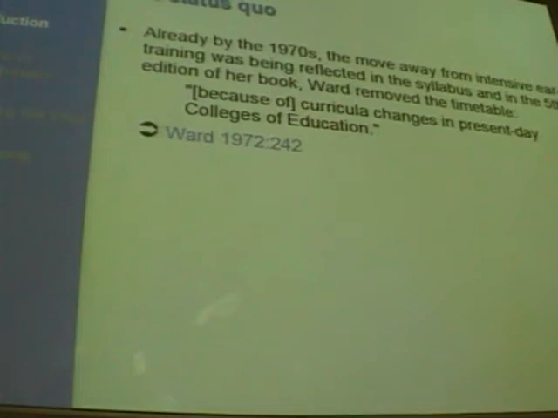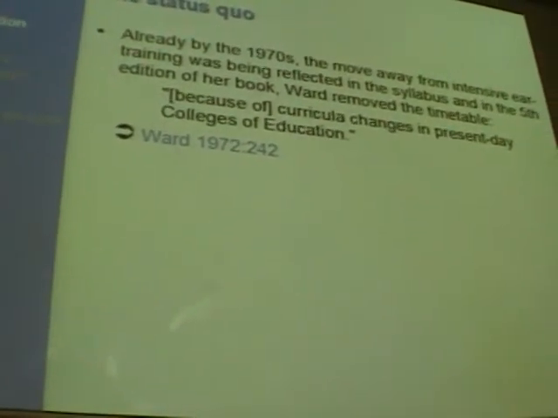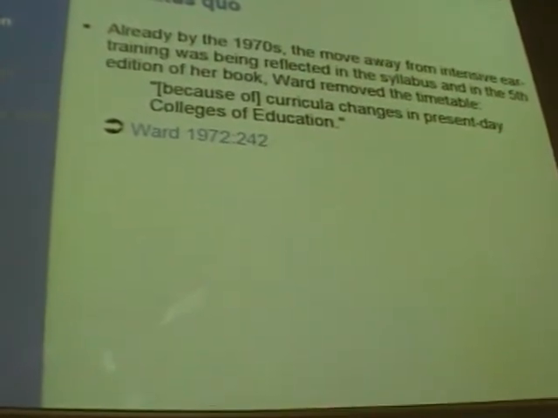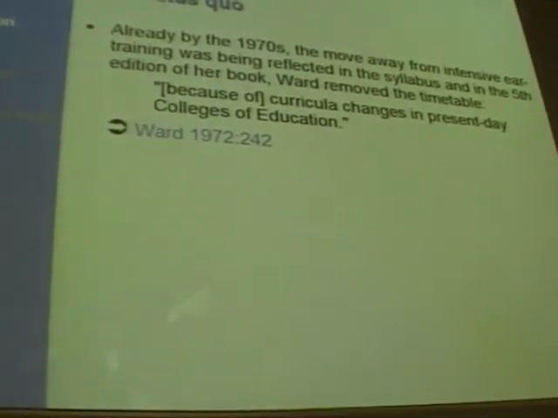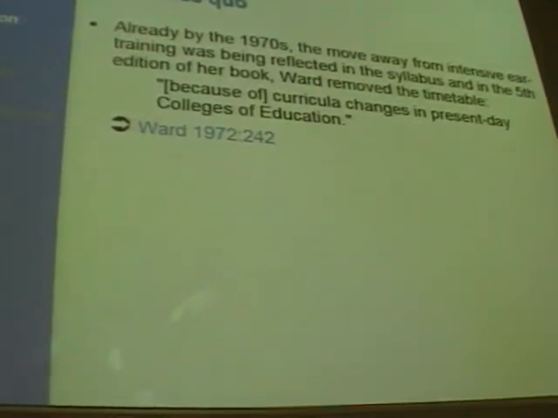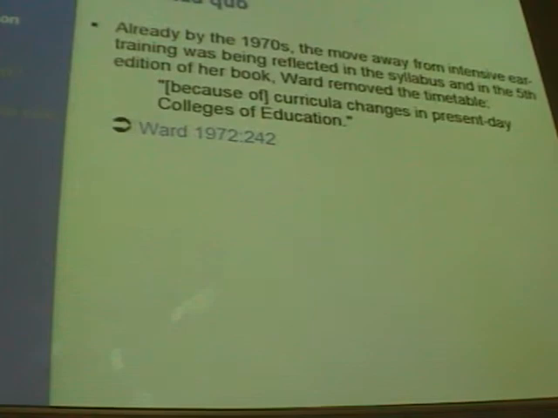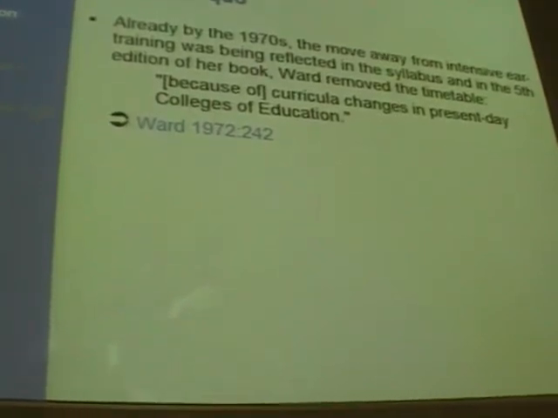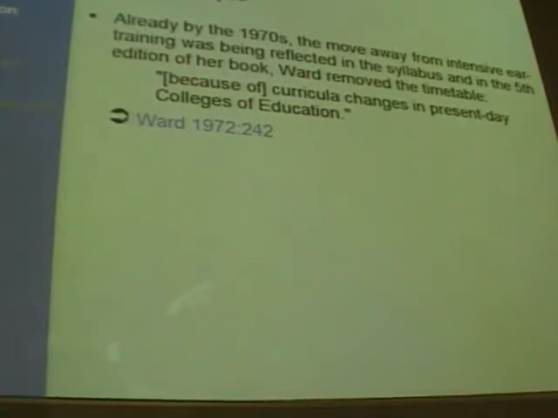By the 1970s, the move away from the intensive ear training that was envisaged in the early stages was being reflected in the syllabus and in the curriculum. And indeed, in the 5th edition of her book, Ida Ward actually removed that lovely timetable that we've just seen. She removed it completely, explaining that this was because of curricular changes in present-day colleges of education. In other words, the squeeze had begun, and the time-consuming, expensive things were being edited out.